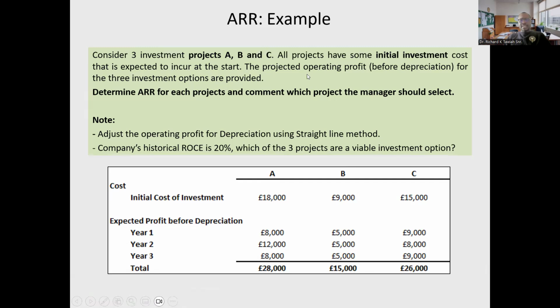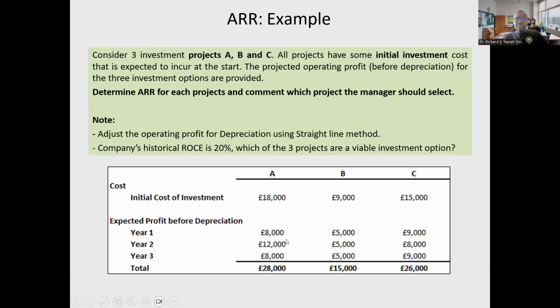Now they said 3 investments. They all have some initial cost expected to incur at the start. So the figures there are profits before depreciation for the 3 years. So we're going to calculate depreciation and deduct it from these cash flows. Then they say determine the ARR for each project and comment on which one we should select. Adjust the operating profit for depreciation using straight line, and the historical ROC is 20%. Which of the 3 projects are viable?